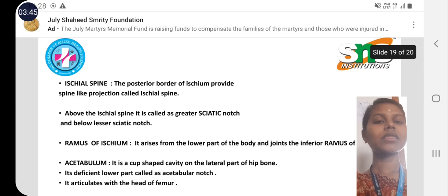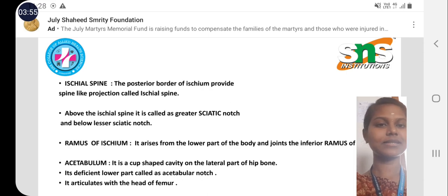Ischial spine. The posterior border of ischium provides a spine-like projection called ischial spine. Above the ischial spine, it is called greater sciatic notch, and below it is termed lesser sciatic notch. Ramus of ischium. It arises from the lower part of the body and joins the inferior ramus of pubis.